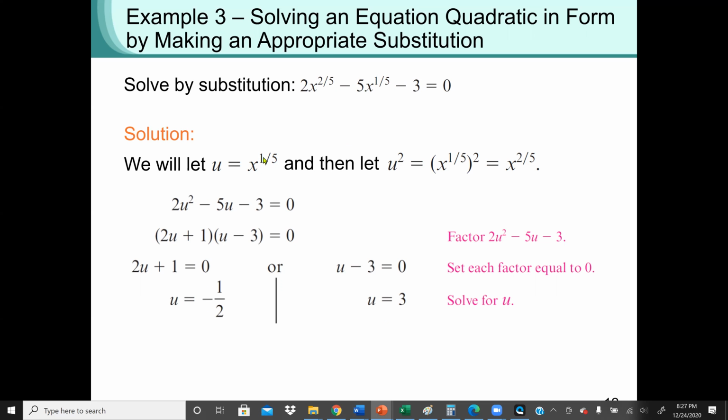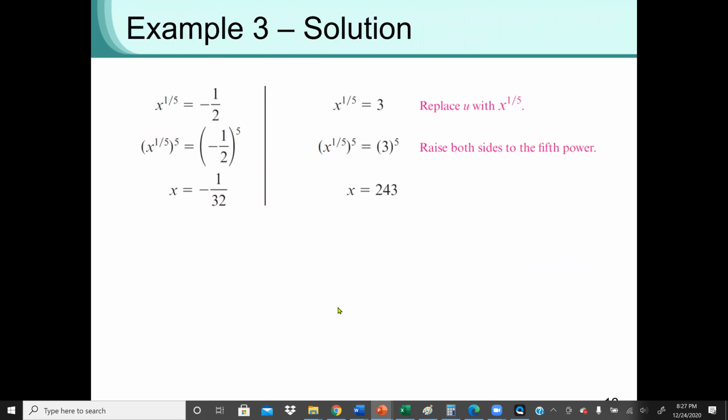Now I will say x^(1/5) equal to negative 1/2, and another one, we use u = 3. So let's say the next step, x^(1/5) equal to negative 1/2 because u is negative 1/2. So now we raise both sides to the power 5 to get the value of x. 2 to the power 5 will give me 32. 1 to the power 5 will give me 1. So our answer will be x equal to negative 1 over 32.